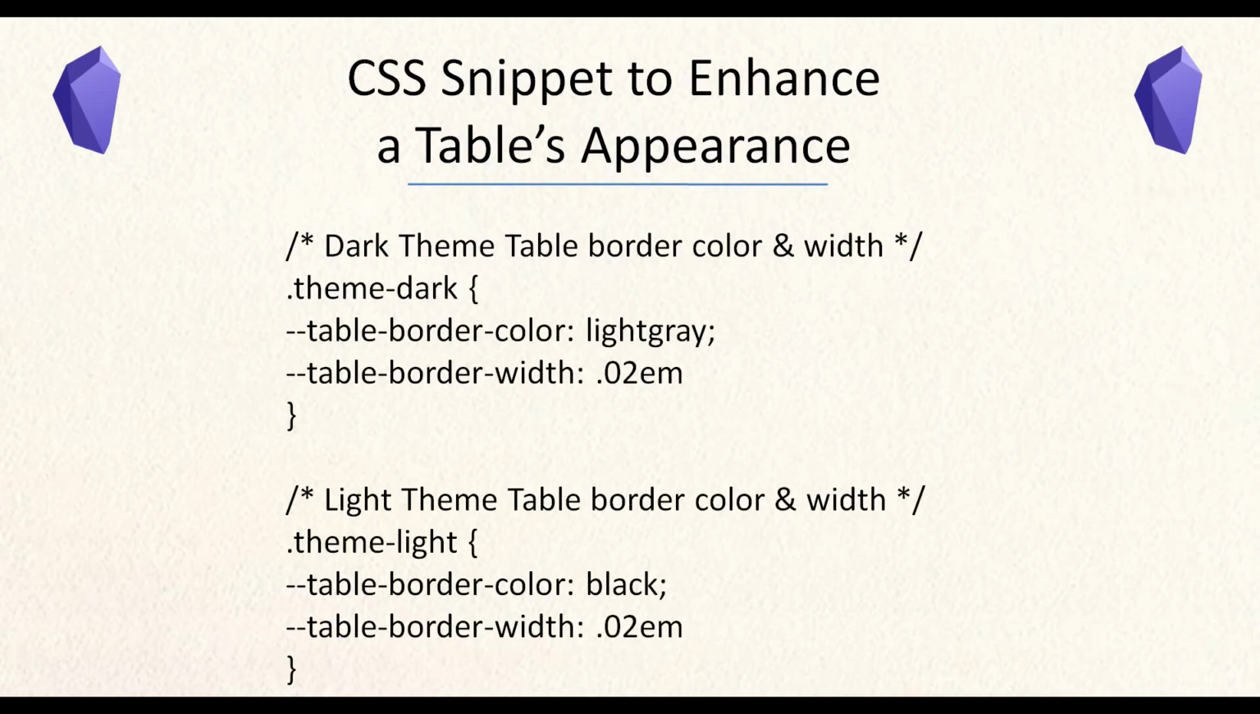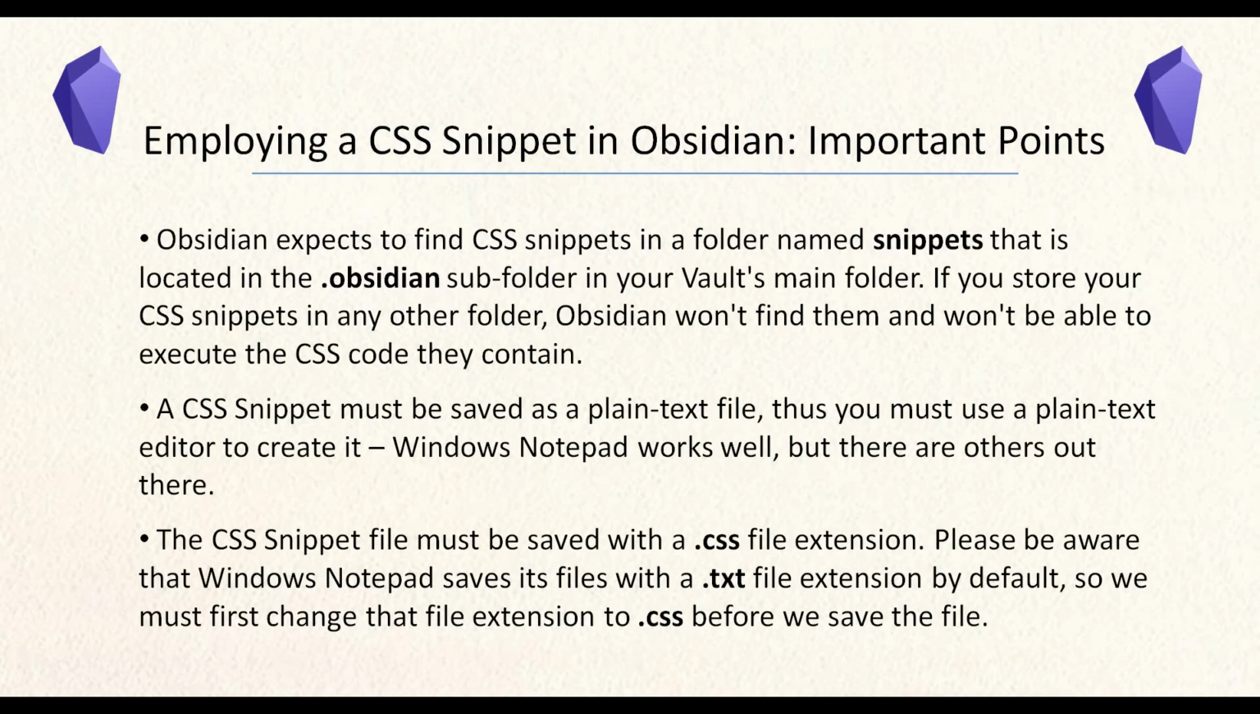Okay, so that's the CSS snippet we need. The next question is, how do we employ it in Obsidian? Before I describe the process, let me first note some very important points. First, Obsidian expects to find CSS snippets in a folder named Snippets that is located in the .obsidian subfolder of your Vault's main folder. If you store your CSS snippets in any other folder, Obsidian won't find them and won't be able to execute the CSS code they contain.